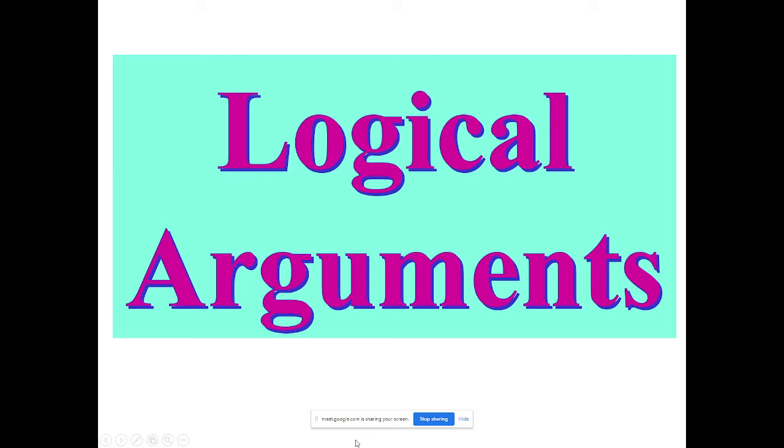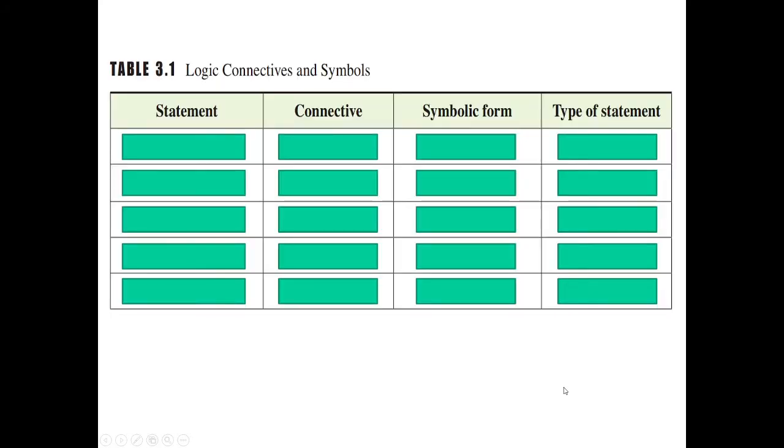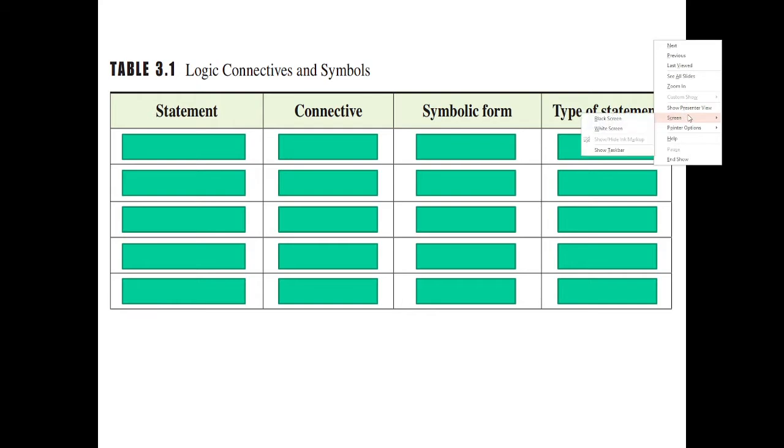Okay, let's focus on logical arguments. This is the creating part of your course material number 3. Now, to begin with, let's start first with the different connectives and symbols. When you're given this statement, how do you transform that into symbolic form? What symbols are you going to use for these kinds of connectives?